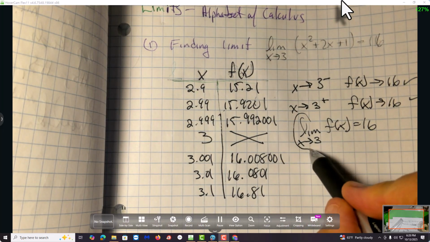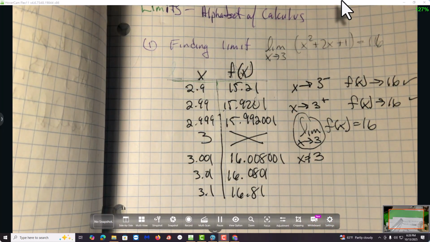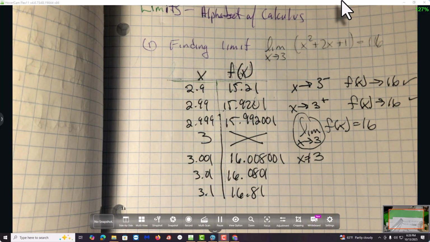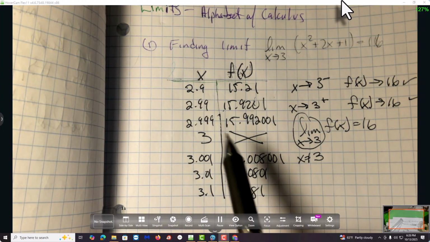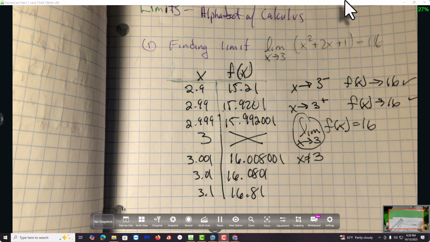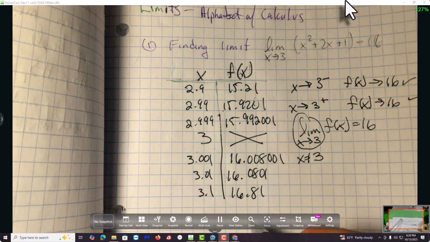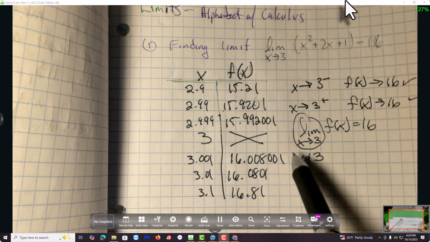Now remember what this symbol means. It means x can't be 3. It could be as close to 3 as your little heart desires. So I could even have 3 in a billion, 3 in a trillion, et cetera. Now, you need to be able to find a limit graphically. You need to be able to find a limit numerically.